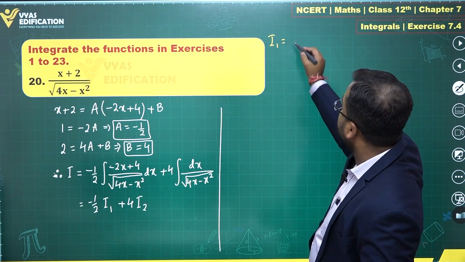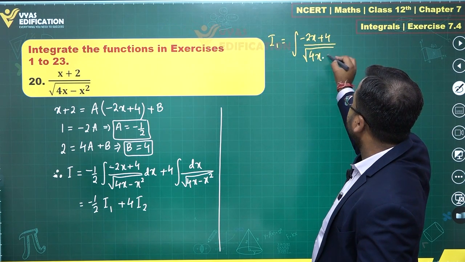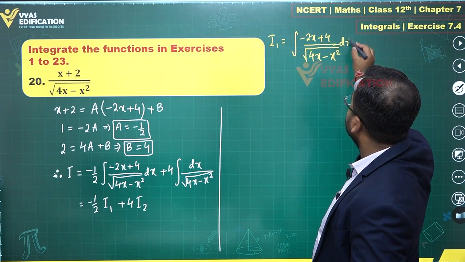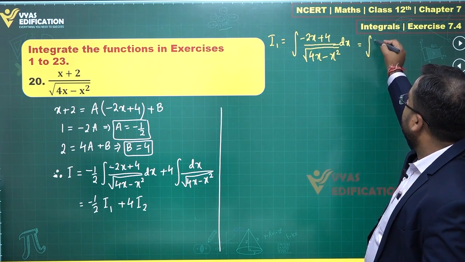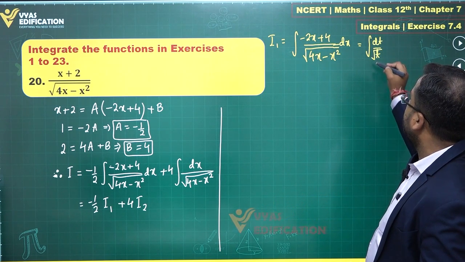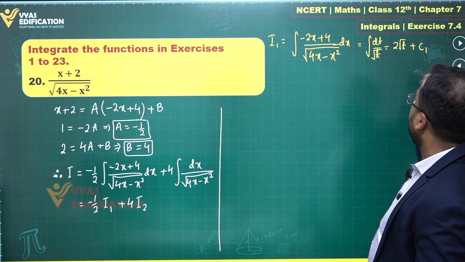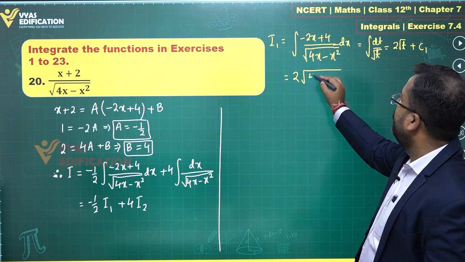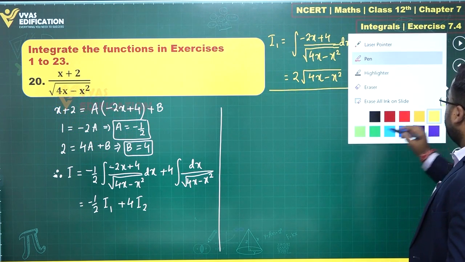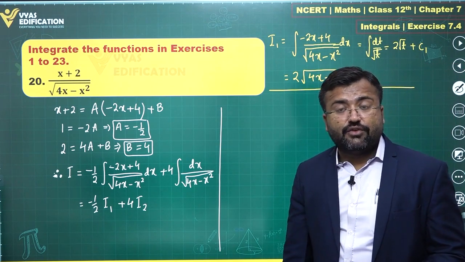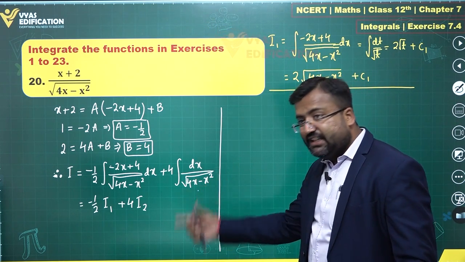looks pretty simple. I1 is integral of minus 2x plus 4 upon under root of 4x minus x square dx. What does this convert into? Please observe. Derivative is present over there. So this is actually dt upon under root t, and this becomes 2 square root of t plus c1. It's 2 under root of 4x minus x square plus constant 1. This is the value of I1 first of all. Next, for I2 I need to solve this one. Yes, and for that I need this.